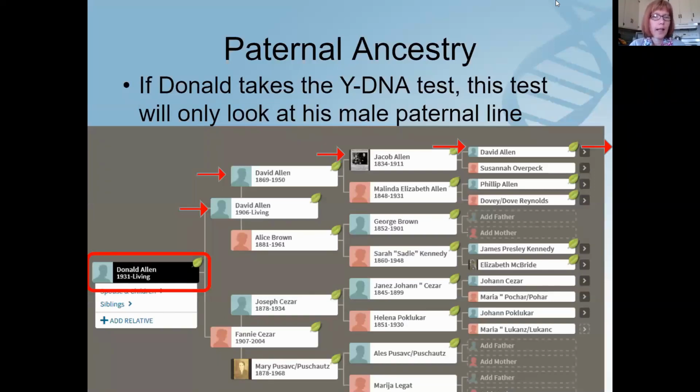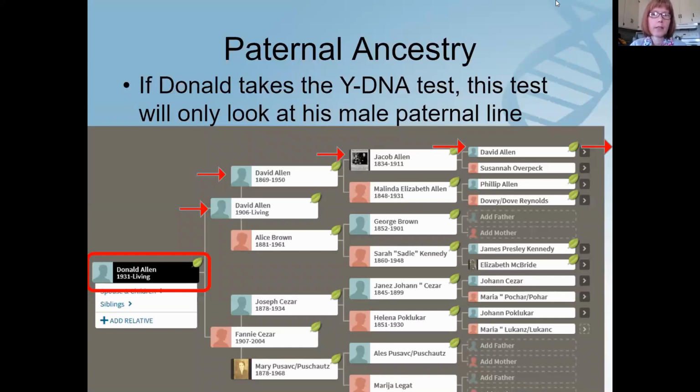His dad is David, his grandpa is also named David, and then his great-grandfather is Jacob, and then David, another David, and so on. So that's the line that would be tested with my dad's Y chromosome test. A lot of men like to take this test to figure out the background of their paternal line, because they usually carry the name of their father's line, and they want to know more about it. They want to know about the origins and so on and so forth. So this is a good test for that.